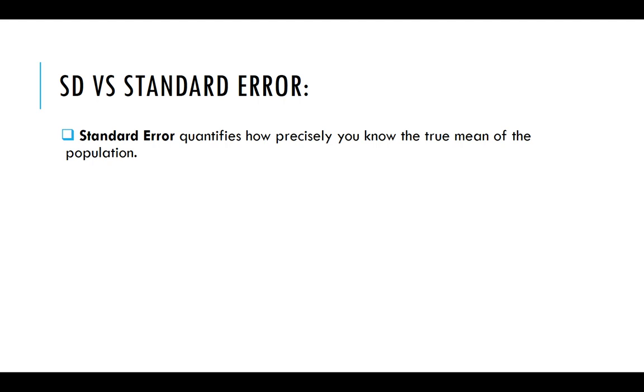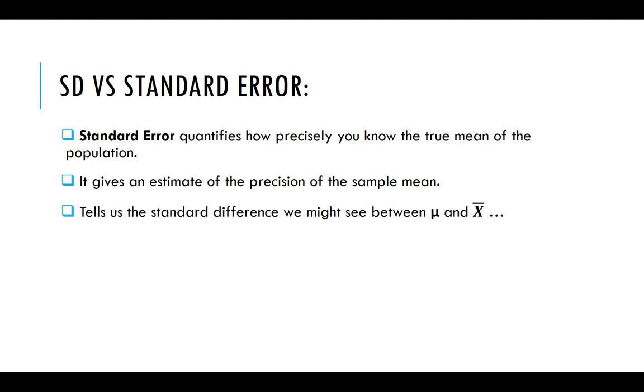But I don't know the mean of the population, right? I can't possibly get this health index rating measure for all wives in the United States that have some health insurance or no health insurance, right? So I'm working with a sample. So our standard error gives us an estimate of the precision of the sample mean. How good of a job does it do for us, right? So this standard error is basically telling us the standard difference we might see between mu. Let's remember what mu is. Mu, that's a symbol we use for our population mean, and x bar, which is our sample mean.